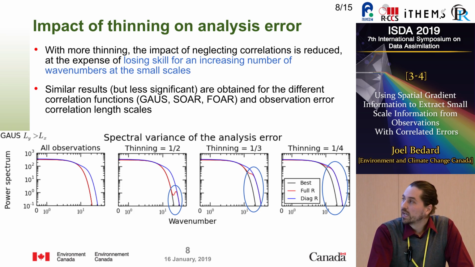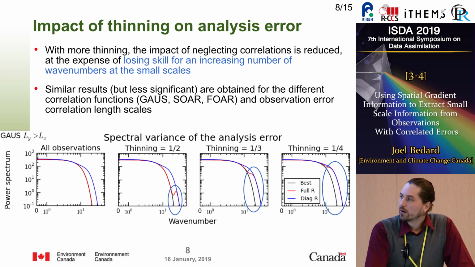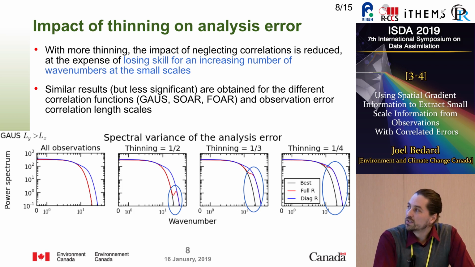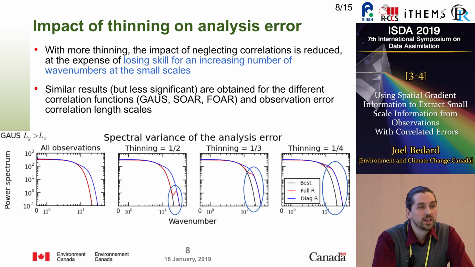In red is the case where we are using a full R, so a non-diagonal R matrix, and in blue we see the results from using a diagonal R. When we compare the red curve with the black curve, we see that going from left to right, the more we do thinning, the more information we lose at the small scales.